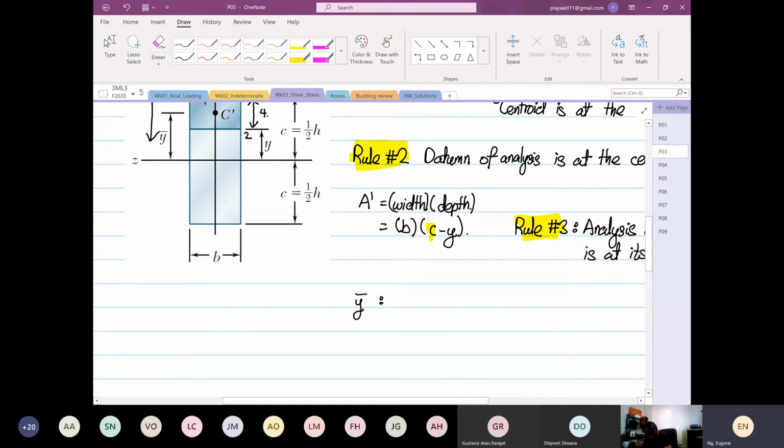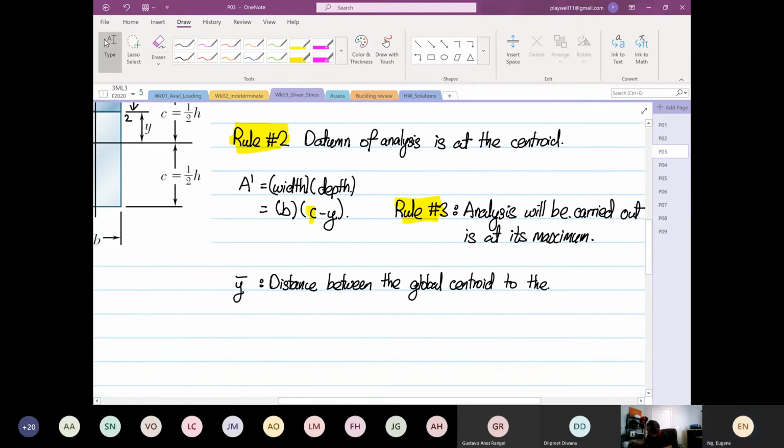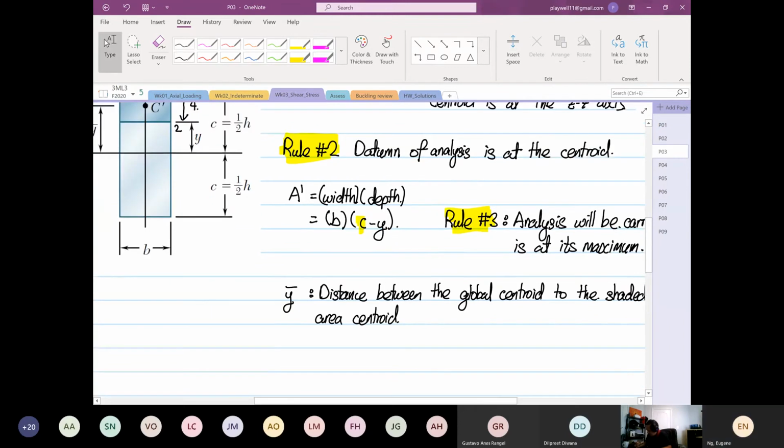So the Y bar over here is the distance between the centroid, or the global centroid, to the section, or to the shaded area centroid. Okay, so that is our Y bar.